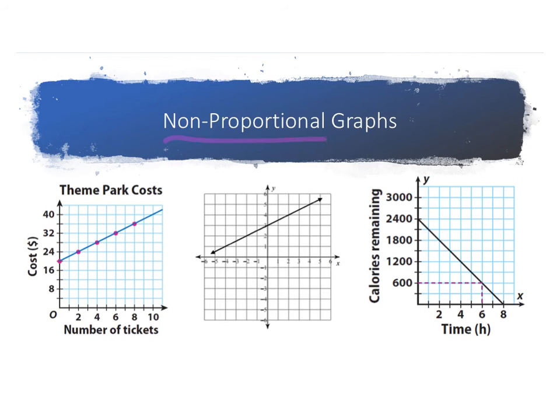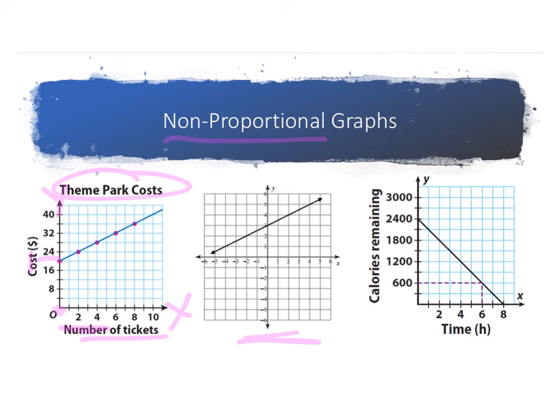So here are examples of non-proportional graphs. Most of the time, they're not going to run through the origin, but remember there's 2 hints. They have to run through the origin, and x and y have to be proportional. They are not in these graphs. So looking at this first one, the theme park costs, number of tickets and costs. It doesn't start at 0, 0 at all, which means for 0 tickets, I actually have to pay $20. So no, this is not proportional. It does not run through the origin, and x and y are not proportional.